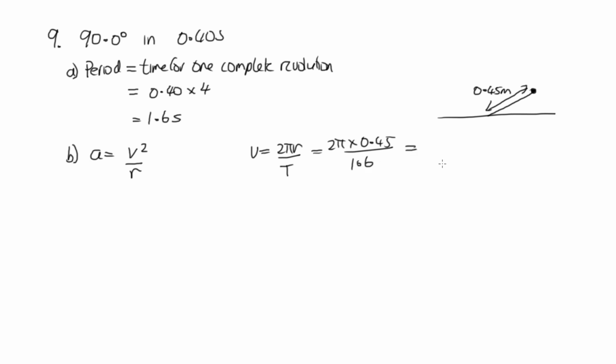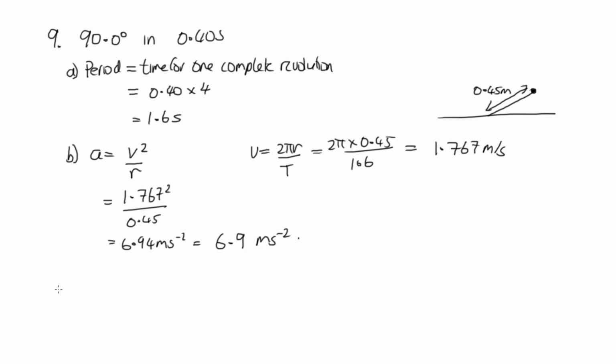So solving this, we end up with a velocity of 1.767 meters per second. So now we can substitute this into this equation here. So we've now got 1.767 squared divided by 0.45, and solving this, we end up with 6.94 meters per second squared, which we can write to two significant figures as 6.9 meters per second squared.